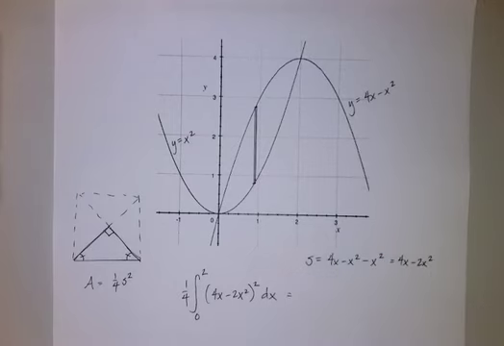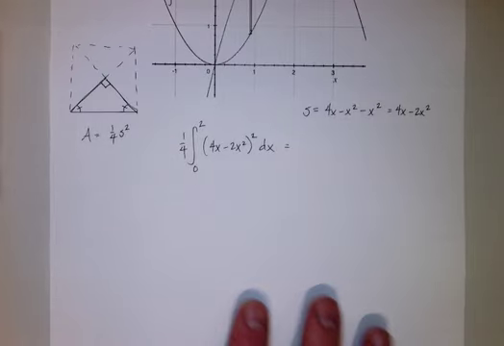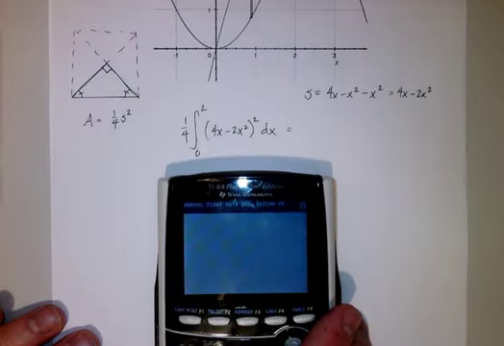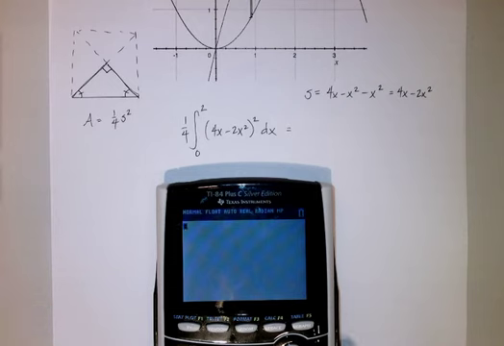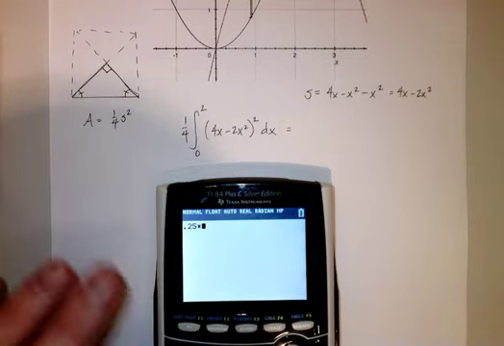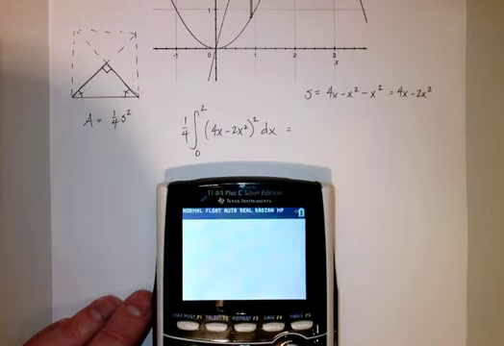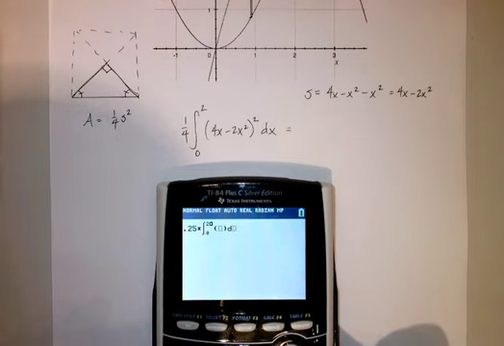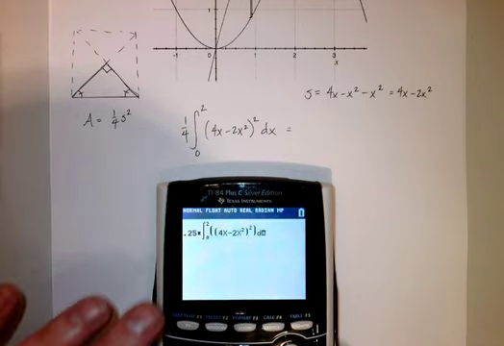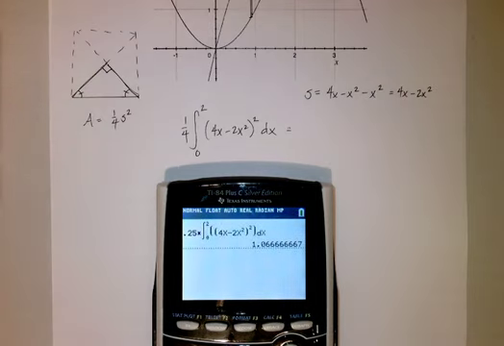And from here, of course, I could FOIL that out, and I could actually do that. It's a polynomial. It's not going to have anything weird like fractional coefficients or whatever. But for the sake of time, let's go ahead and do it in our calculator. 4x minus 2x squared squared dx. And boom, there you go, 1.06666666 repeated, okay? That kind of brings us to a close for this particular video.